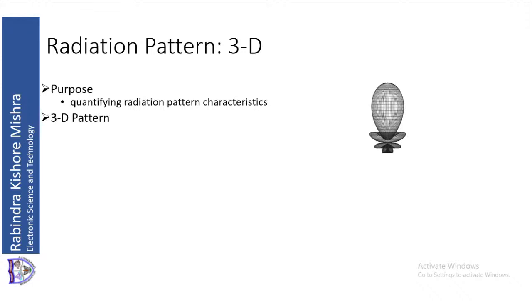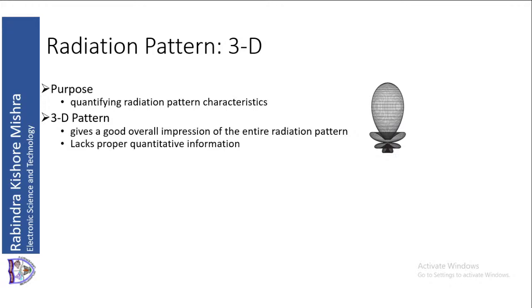Now, this is an example of a 3D radiation pattern. If you can see, here is a 3D pattern. There is a large beam, then there are smaller beams, and they are coming out from a source, which is the center where the antenna is. So from that point, it comes out. Now, what is a 3D pattern? It gives you a good overall impression of the entire radiation pattern. That is what a 3D pattern is.